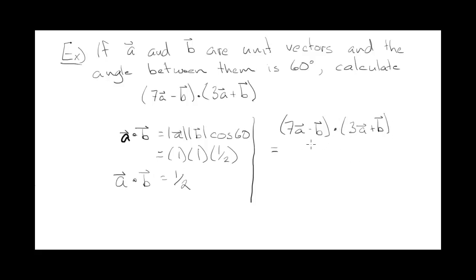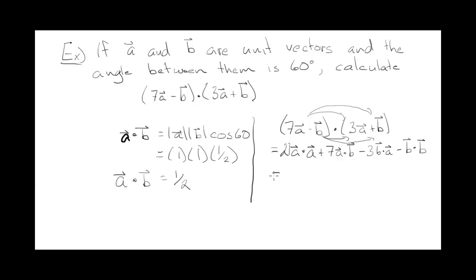So I'm going to distribute much in the way I did in the previous example. So 7A dot 3A, that's going to be 21A dot A, plus 7A dot B. So I did this one. Minus 3B dot A. So that's this one here. And then that one gives me negative B dot B.